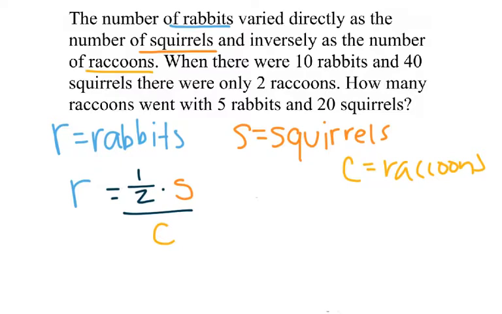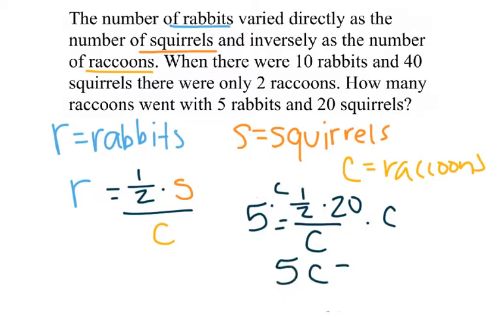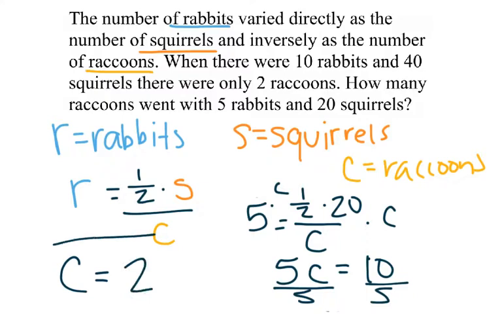Now I'm going to read the very last sentence and make sure that I understand how to do this. I'm looking for how many raccoons when there are 20 squirrels and 5 rabbits. This one's a little difficult. The first thing I'm going to do is multiply by C on both sides. So 5C equals 1/2 times 20, which is 10. And then to get C by itself, I've got to divide by 5. So C is 2. I need 2 raccoons.